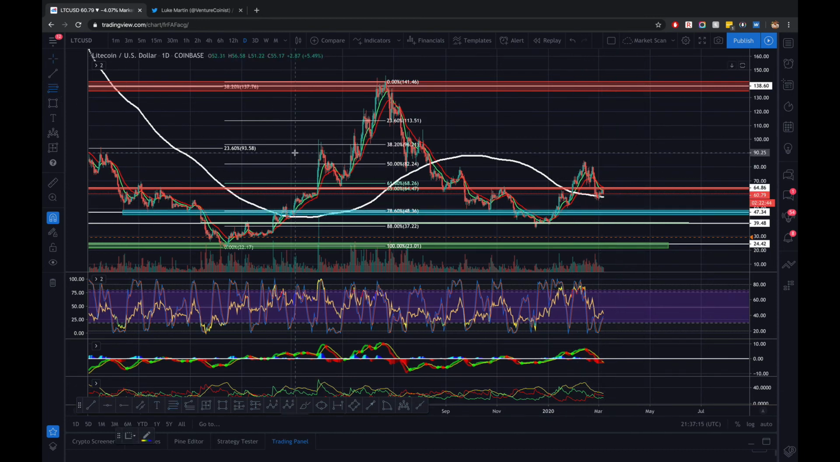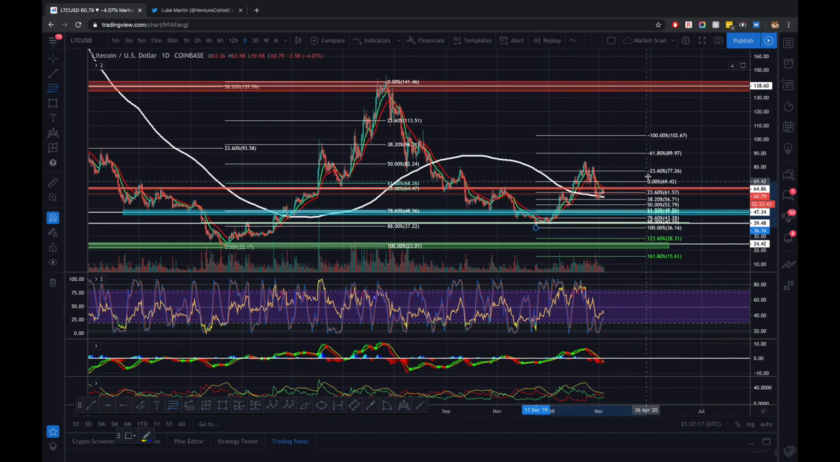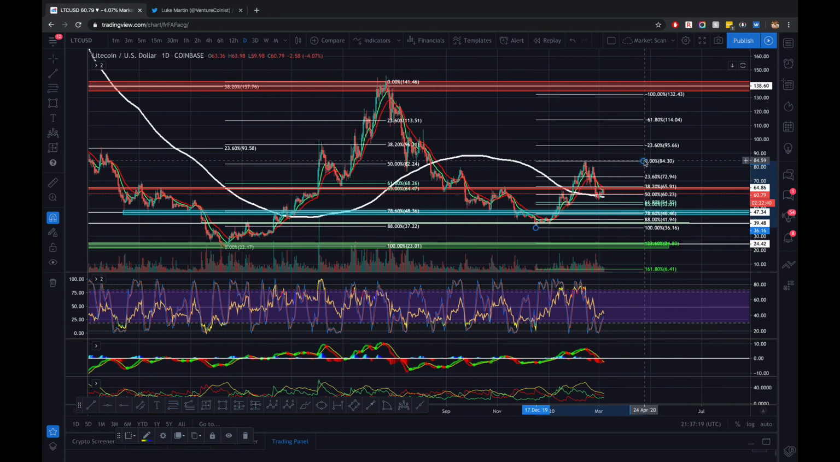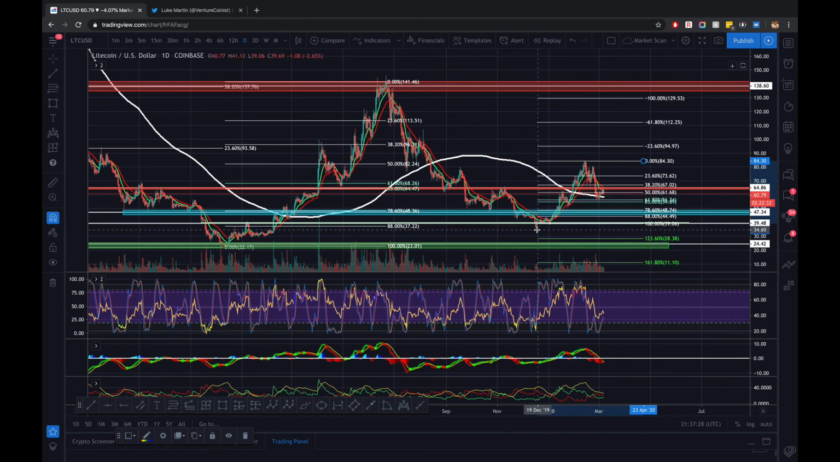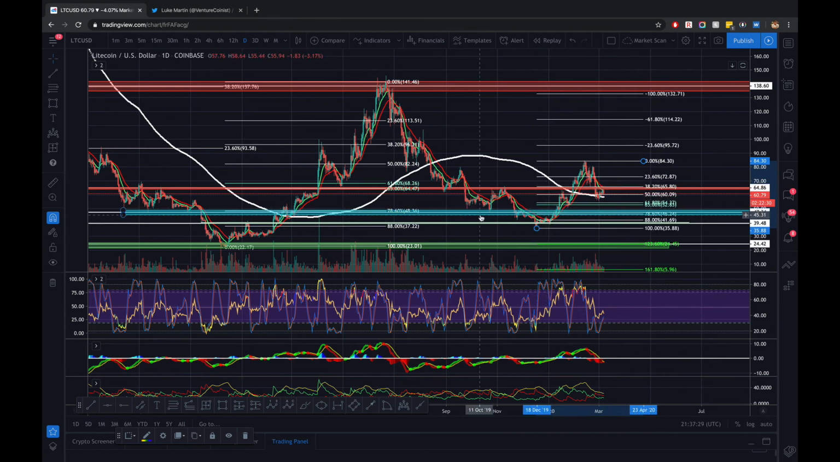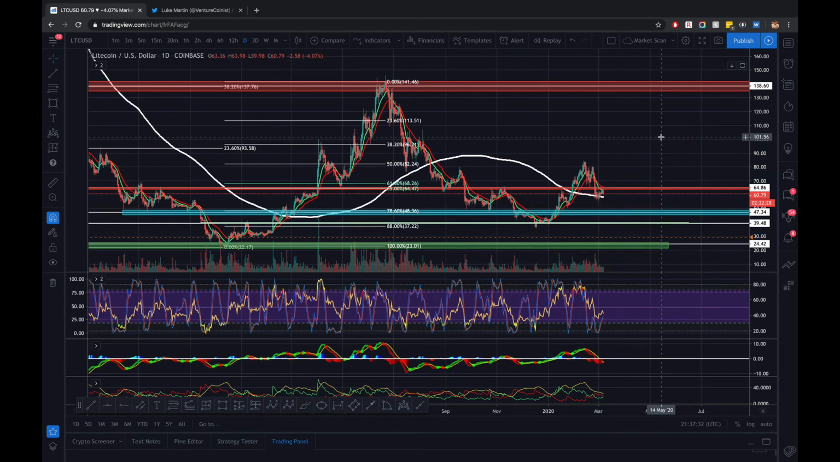Really, it's as simple as that, but also you could take the Fibonacci from the bottom to the top. It bounced off the 61.8, so now it's going to come back down probably to the 78.6. And so that's another confluence. So there's the Fibonacci, there's the support and resistance levels. There's just a whole bunch of things going on.